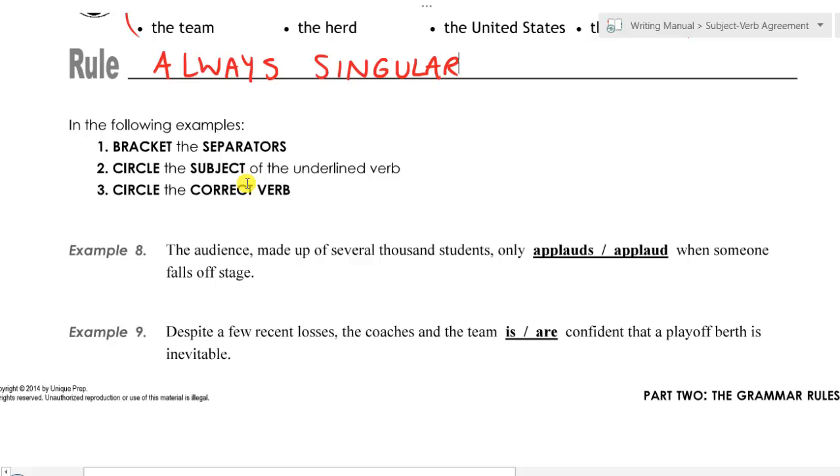Examples 8 and 9, our final two examples. You're going to bracket separators, circle subjects, circle verbs. Go ahead and do them on your own.